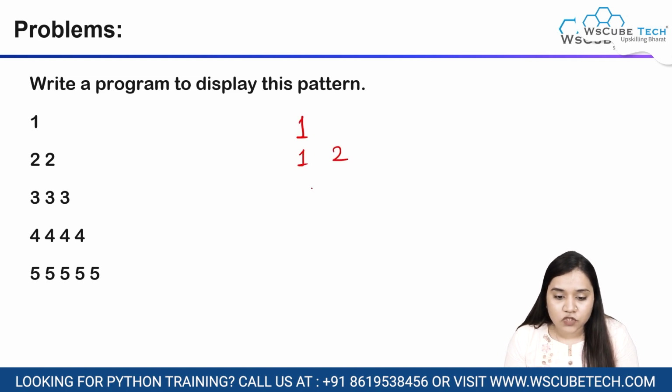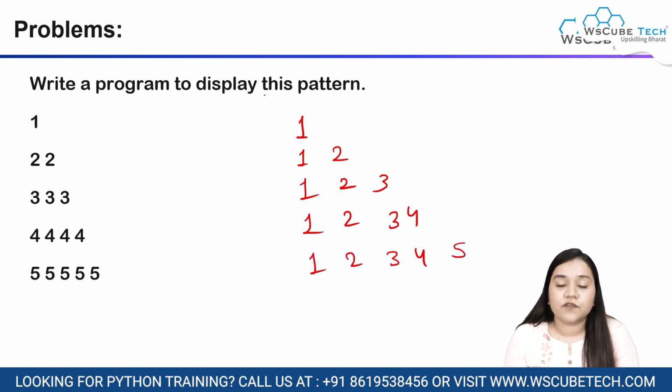We had 1, 1 2, 1 2 3, 1 2 3 4 and 1 2 3 4 5. We don't need to increase the numbers with the help of the columns. Now every time the number of the row will be there, the number of the column will be there. That means if the row number is 1, then the number inside it is also 1. If the row is 2, then the number inside is also 2. If the row is 3, then the numbers inside it are also 3. If the row is 4, then the numbers inside it are also 4. And similarly for 5.